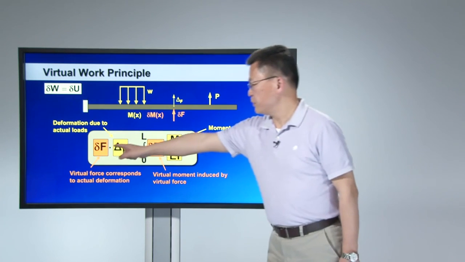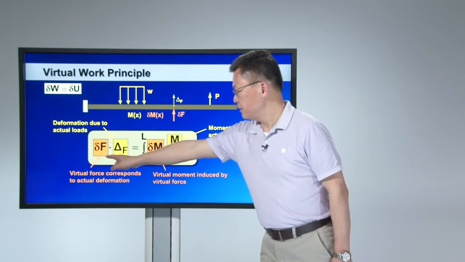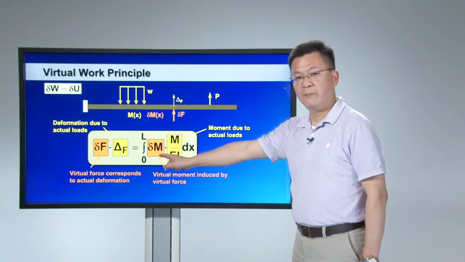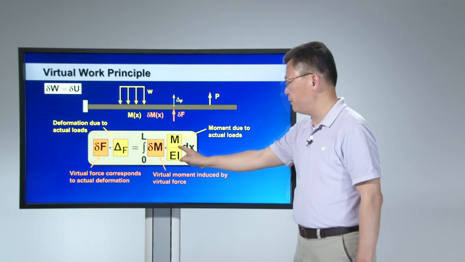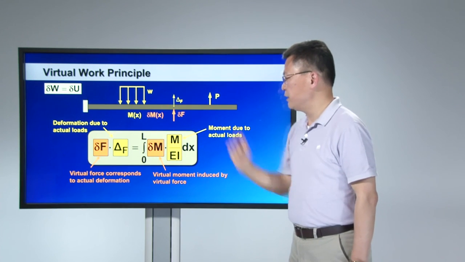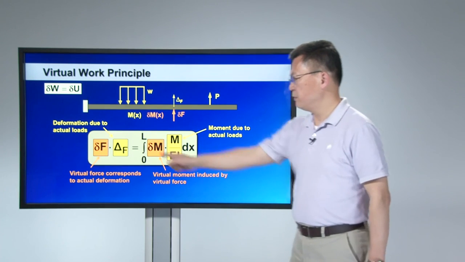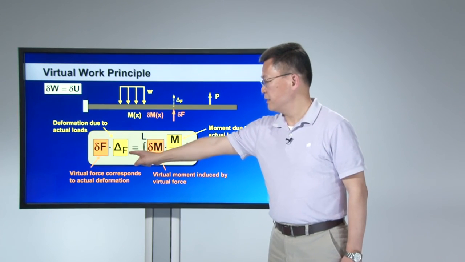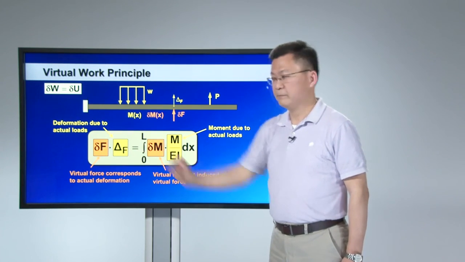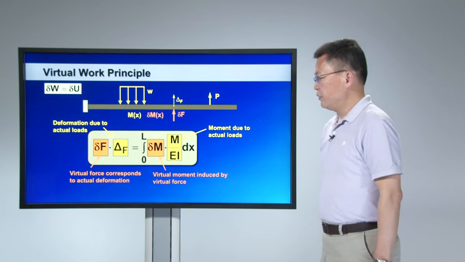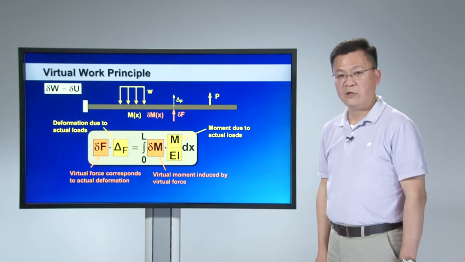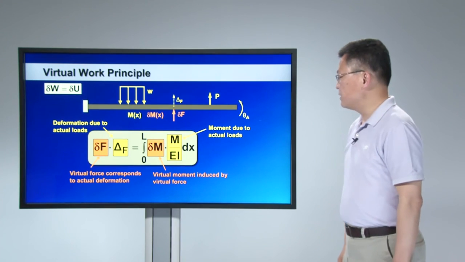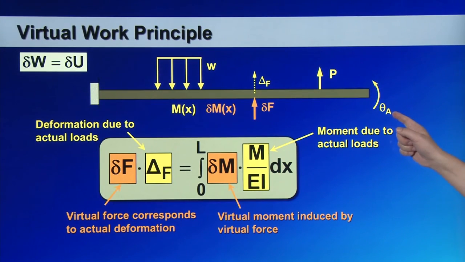So you just have to assume a virtual force there, calculate the internal virtual bending moment, and here is the actual bending moment that you can determine from the actual loading conditions. Again, the only unknown that remains is the deformation, delta. You can use a similar concept to calculate the rotation angle as well. For instance, I want to find the rotation angle at the free end, theta A.